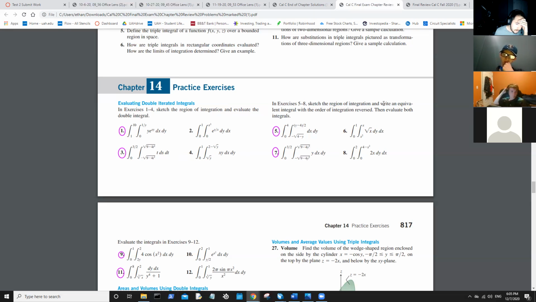Now this one changes it up. Sketch the region of integration and write an equivalent integral with order of integration reversed. That's not too hard. This is where we start getting introduced to more interesting topics. So we'll just do 5 arbitrarily. So 0, 4. If I'm right, so we just sketch the region, right? To start, yeah.